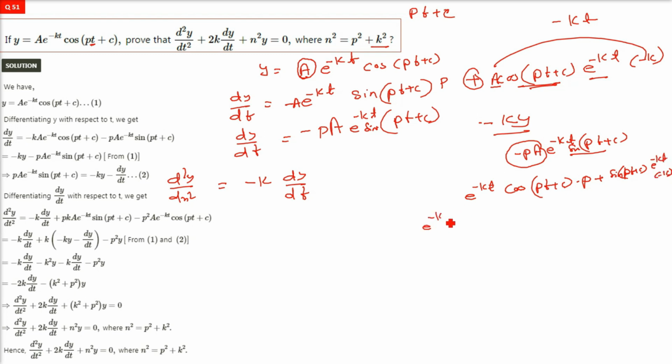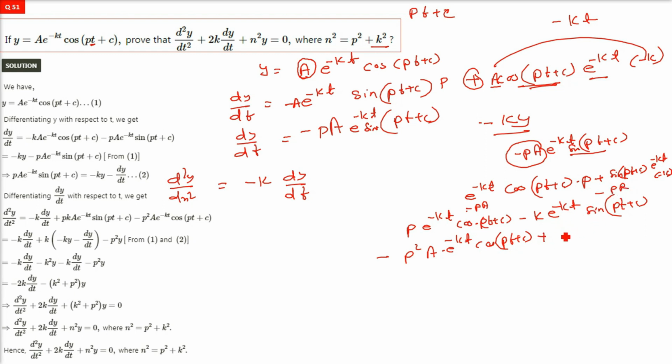So what do we get? e to the power minus KT cos(PT plus C), P is already there, and remember minus PA I have not written, it will be multiplied just now. Minus PA is already there, so I am writing the other terms here. Minus K e to the power minus KT sin(PT plus C), minus PA is already there, so we need to multiply here. So multiply it here. I am saying we are multiplying the first term and the second term with minus PA. It will be P times minus P, so minus P square, then A was already there with multiplication, e to the minus KT cos(PT plus C). Here also minus PA we have to multiply, minus will be plus, we have PA K e to the power minus KT sin(PT plus C).